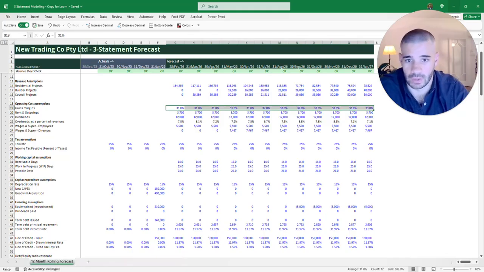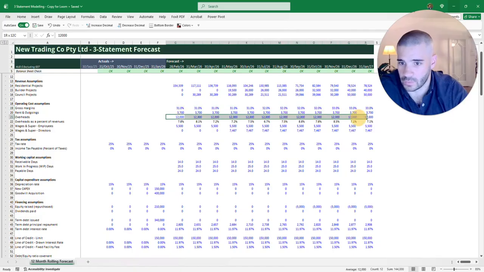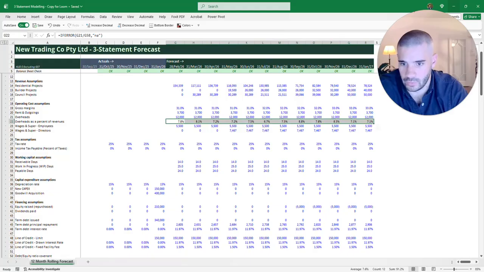Other key figures we're going to forecast out are the rent or our lease. Typically we will know what that is. We probably have a lease document there which we can model that off. Overheads, we've got that at a fixed value of 12 grand a month. And your overheads are just everything else, right? Your insurance, your advertising, marketing, bank fees, accounting fees, motor vehicle costs, licenses, everything else. But I've got a line here just working that out as a percentage of revenue.